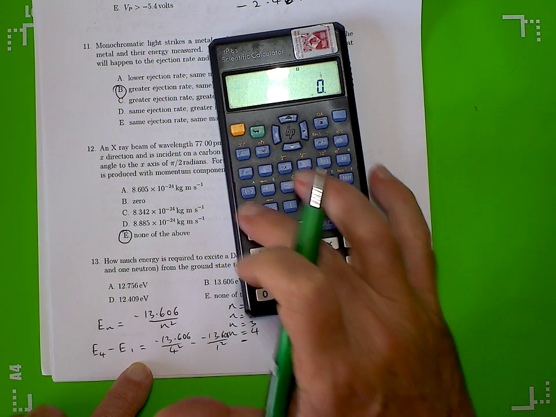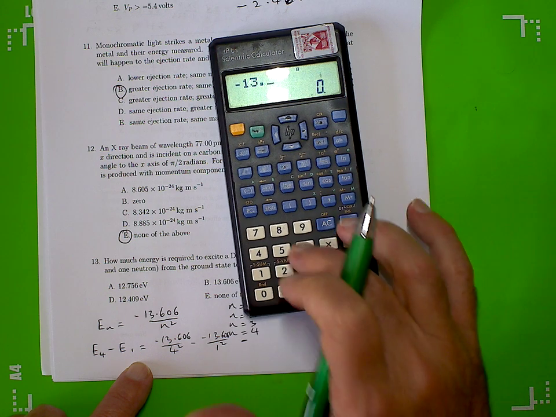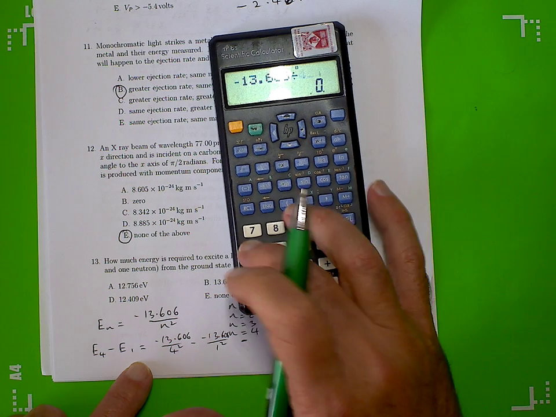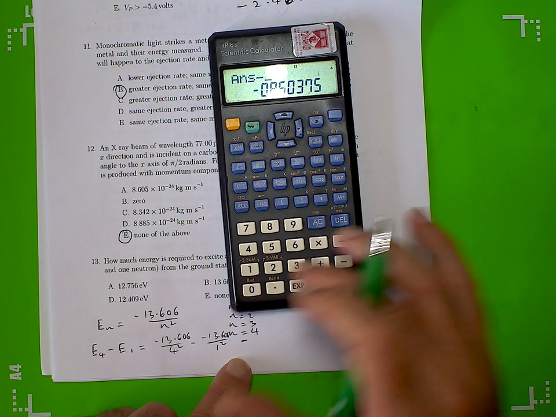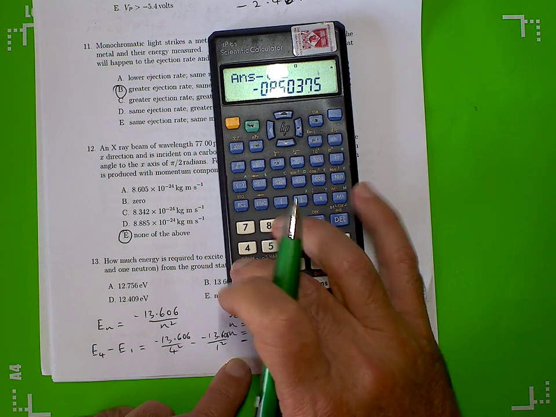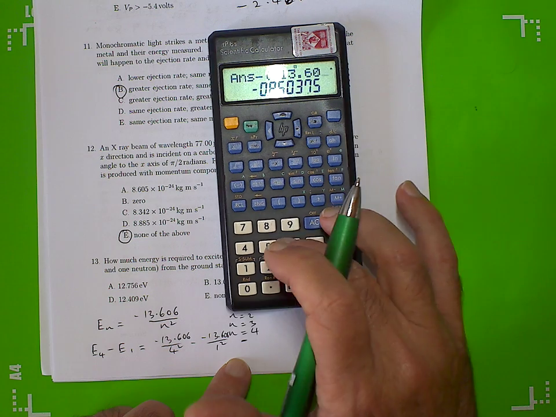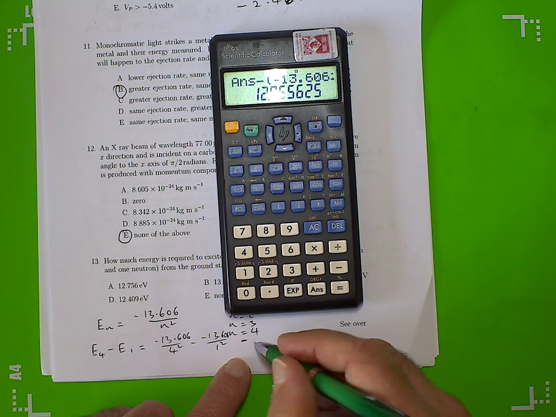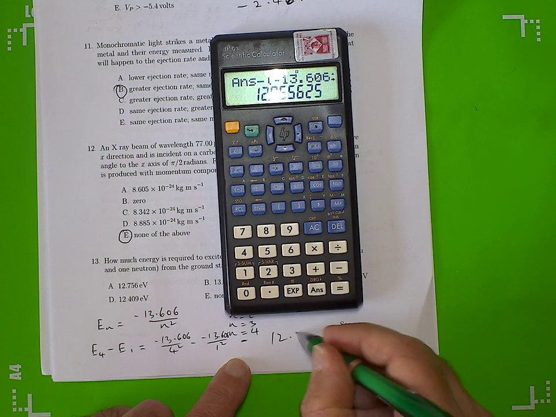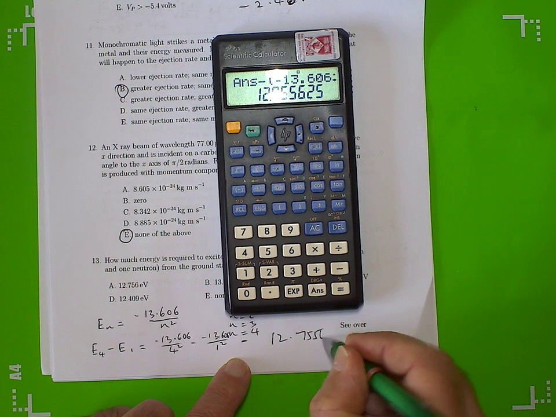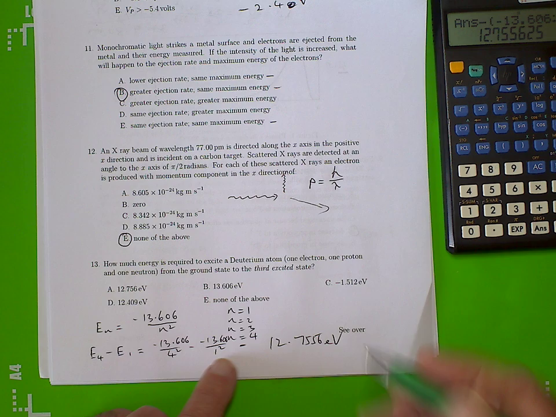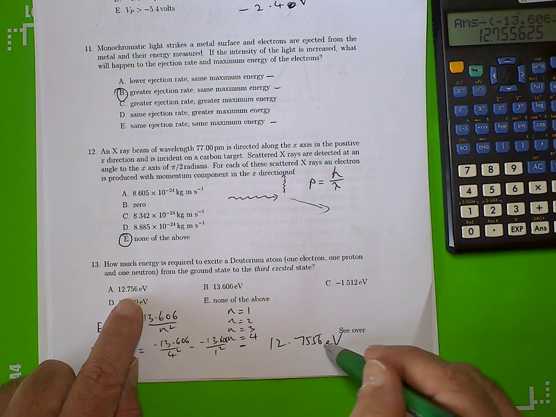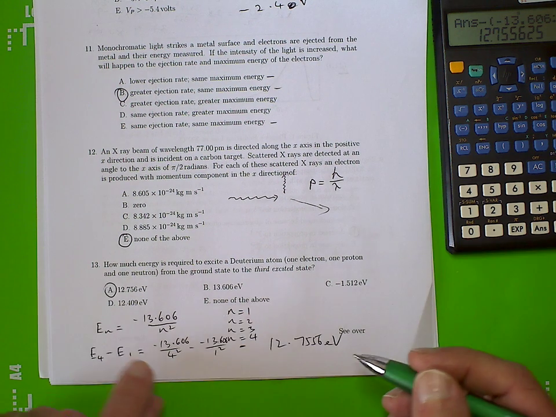And I'm just going to stick it in my calculator. Minus 13.606 divide 4, x squared, equals, minus brackets minus 13.606 equals, and I get 12.7556 electron volts. That's how much energy is needed. Okay, 12.7556, close enough, go with that one.